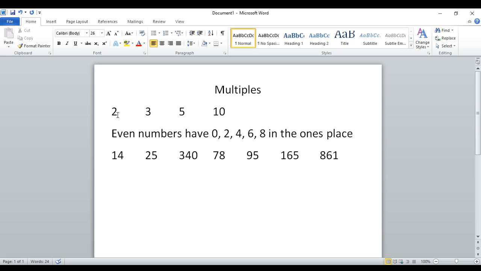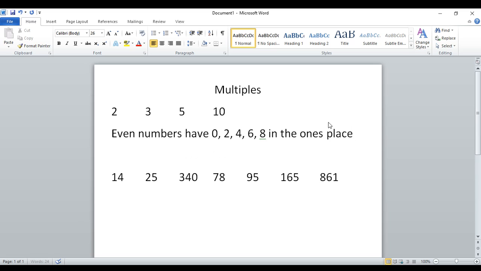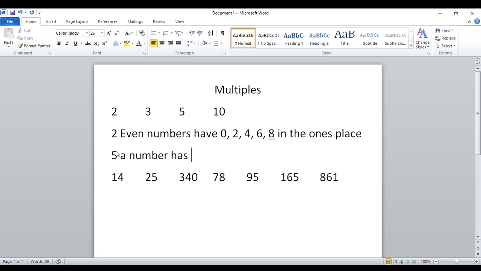Well, there's a similar trick for 5 and for 10. I'm going to skip 3 for just a minute. For 5, a number will be a multiple of 5 if it ends with a 5. I'm going to put 2 out here. And down here, I'm going to put 5. If a number has 5 or 0 in the ones place, then it will be a multiple of 5.